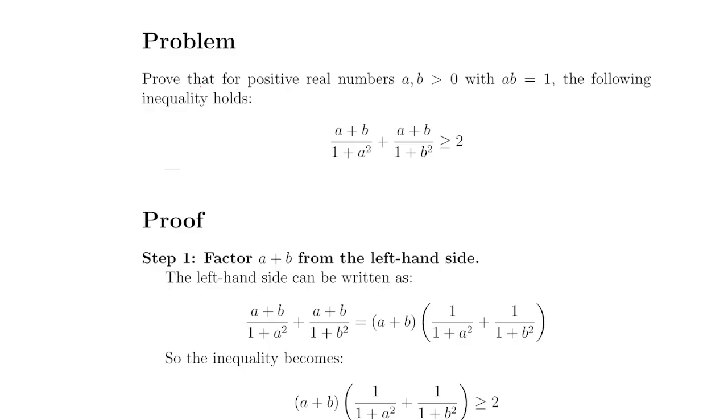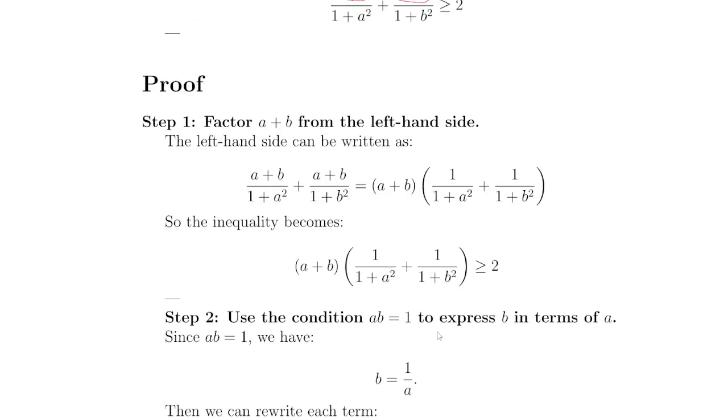So first, let's start off with this inequality. What we first notice is that there's a factor of a plus b on the top of each one of these, so we can factor that outside. When we factor it outside, we have 1 over 1 plus a squared plus 1 over 1 plus b squared, and we want this to be greater than or equal to 2. The goal here is, can we simplify this inequality?